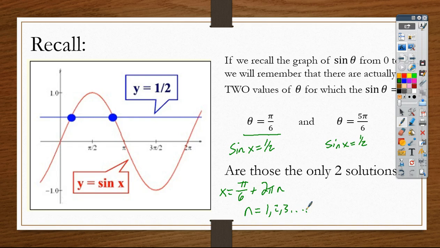But not only does it happen there, it also happens at 5 pi over 6. So x is equal to 5 pi over 6 plus 2 pi n. Again, that happens over and over and over again. So unless they specifically say your answers need to look different, this is the form. All right? So let's take a look at more examples.